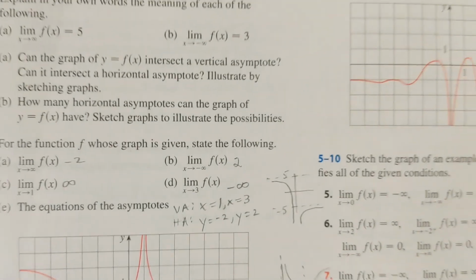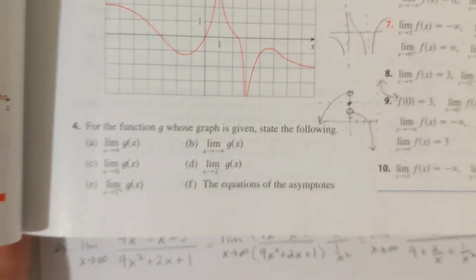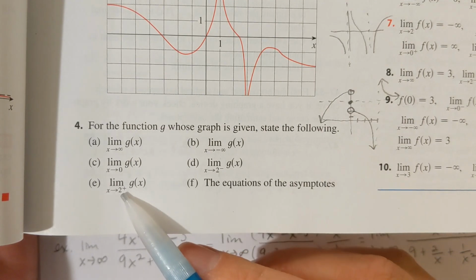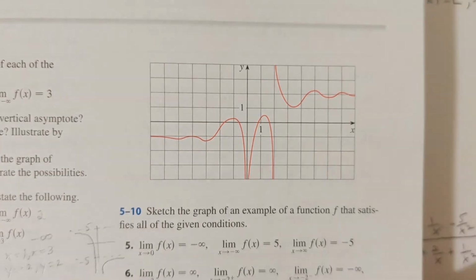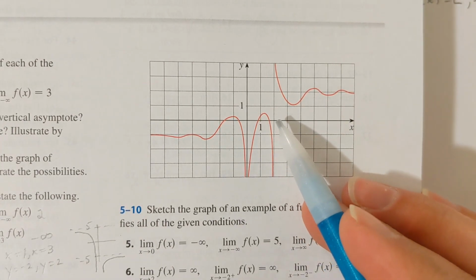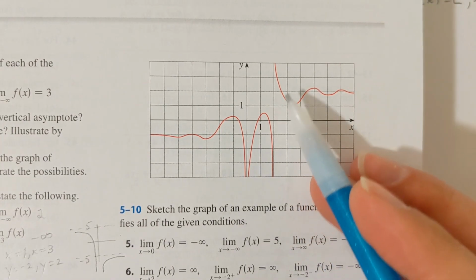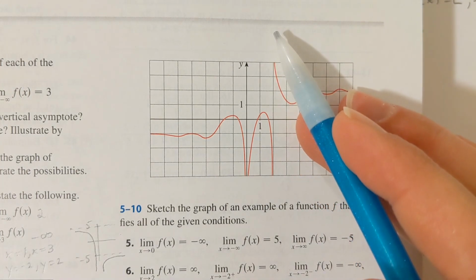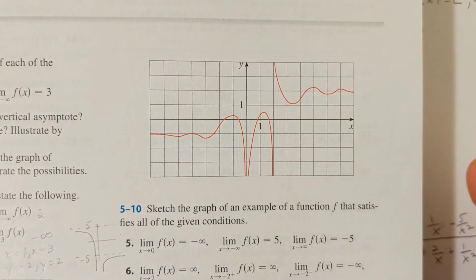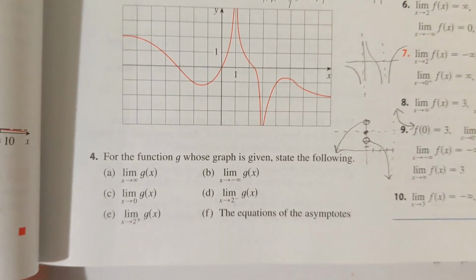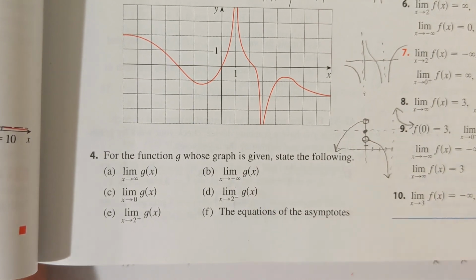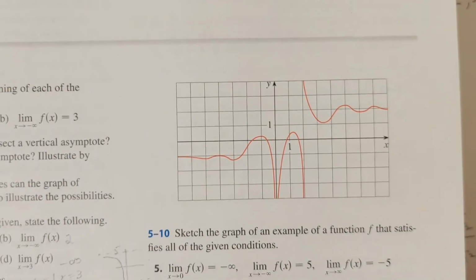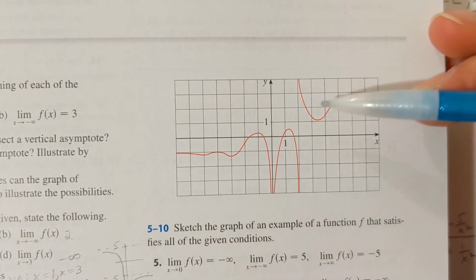Part E is what we're on. The limit as x approaches 2 from the right of g of x. Well, that's going to be infinity. So if I'm on the right side of 2, getting closer to 2, the y values are growing without a bound in the positive direction. Infinity would be that answer. Now they're not asking for it, but if we wanted to know the limit as x approaches 2 of g of x, that does not exist, right? Because you're shooting off in different directions there.